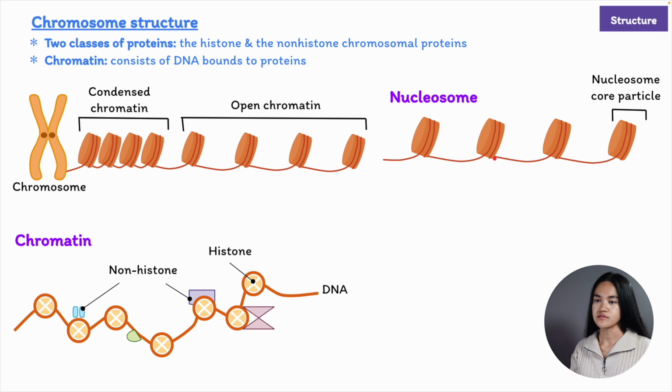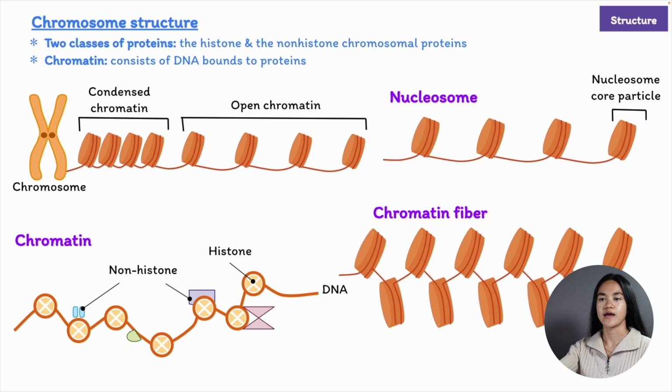So the string here is DNA, and each bead, or each salted macaron, is a nucleosome core particle that consists of DNA wound around a histone core. Looking at chromatin here, which consists of, again, DNA bound to both histone and non-histone proteins, how do you determine the structure of the nucleosome core particle? Let's break this down even further.